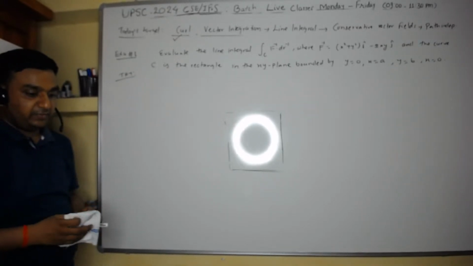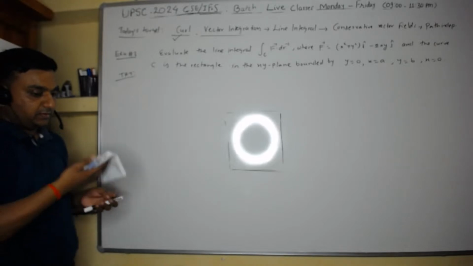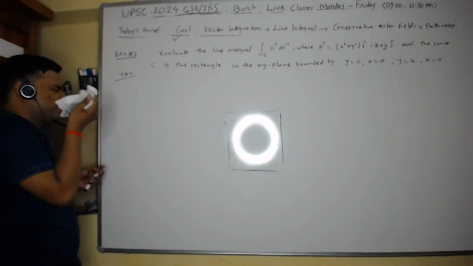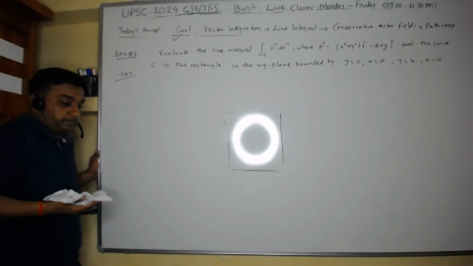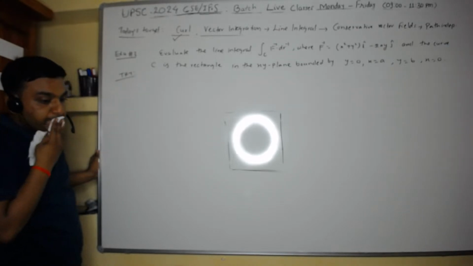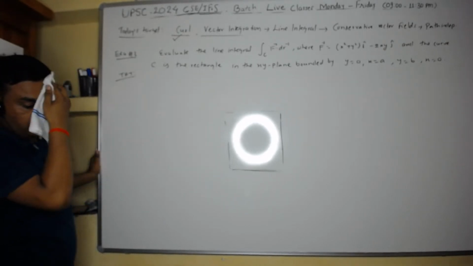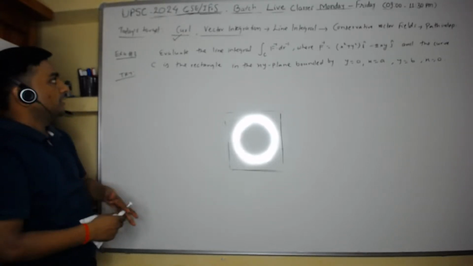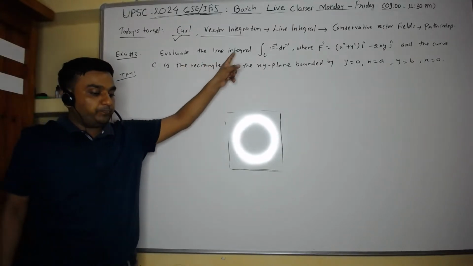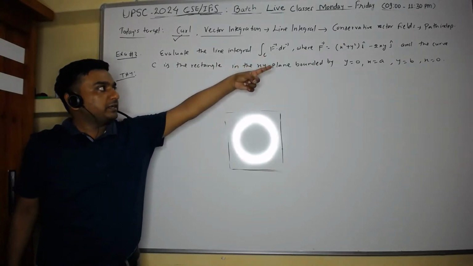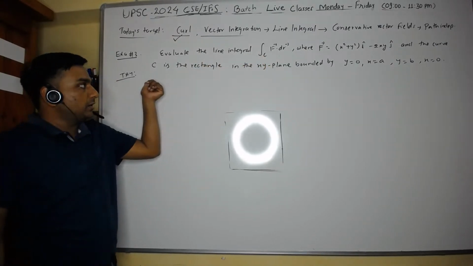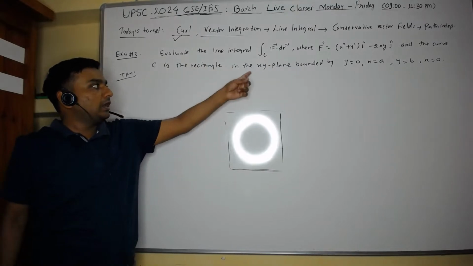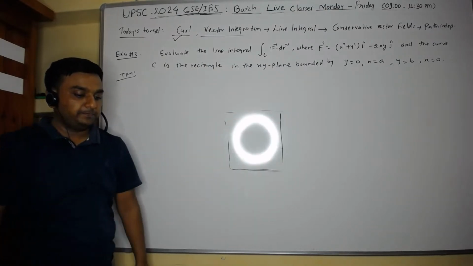I think the camera is being blurred. Just wait a minute, please. It will be settled. So till then you try the things. I'm saying evaluate the line integral of f vector dot dr vector where f vector is that and the curve C is the rectangle in the xy plane bounded by that.